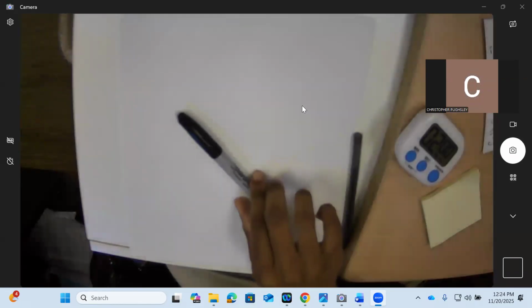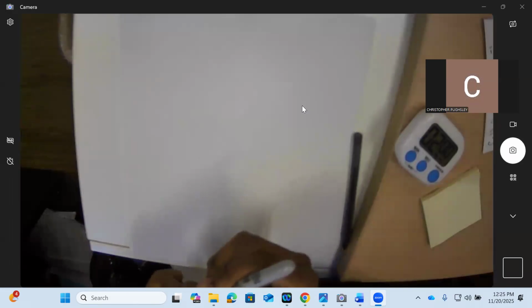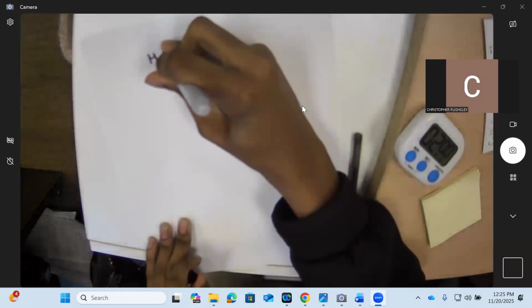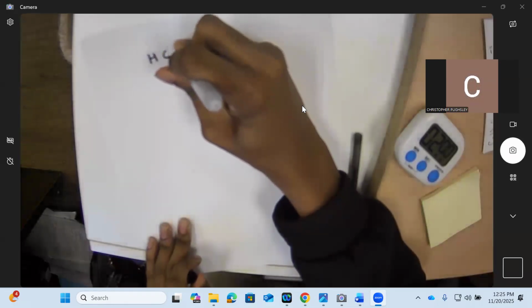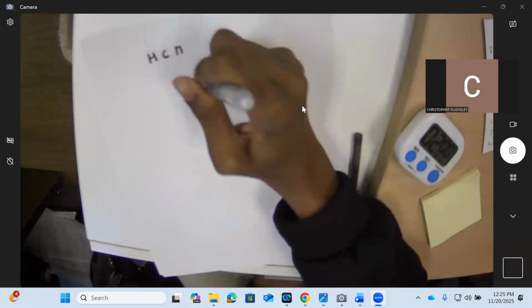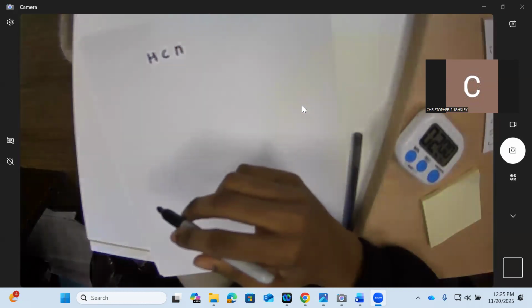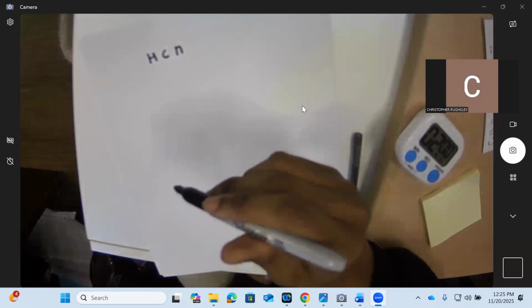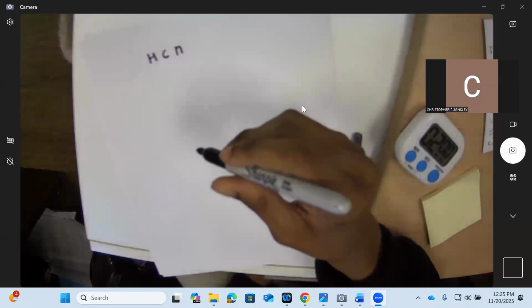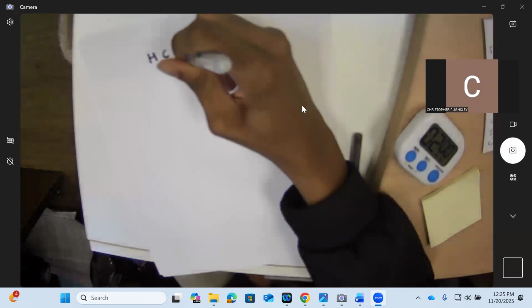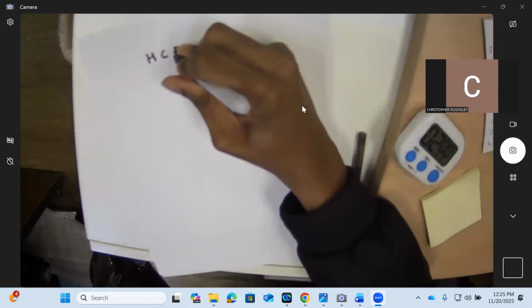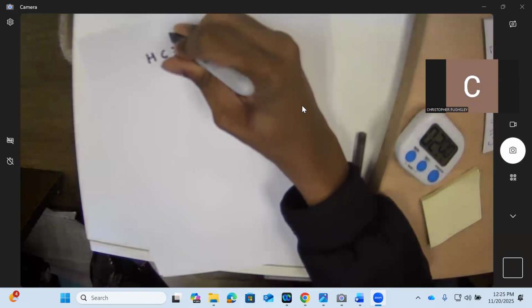So if you would write at the top of the paper HCN. That's our compound. Let's do a capital N, like a regular capital N, like this. There you go.